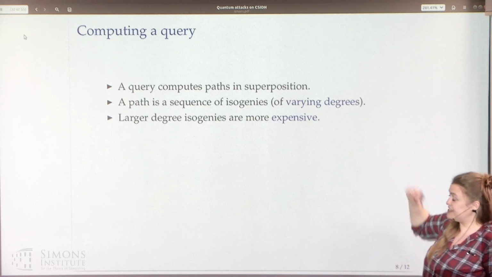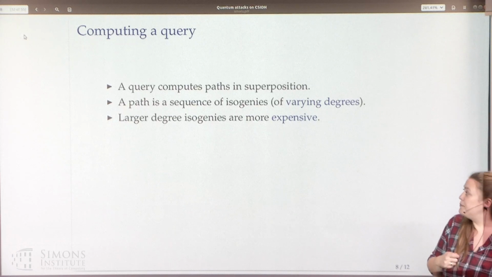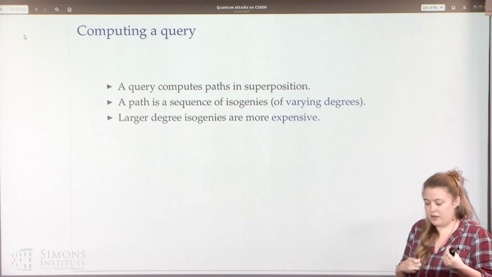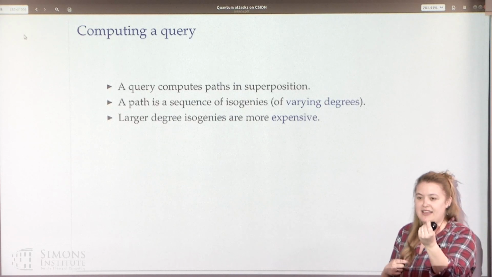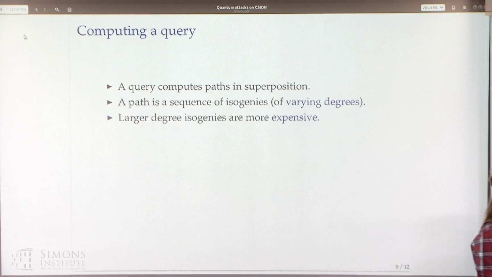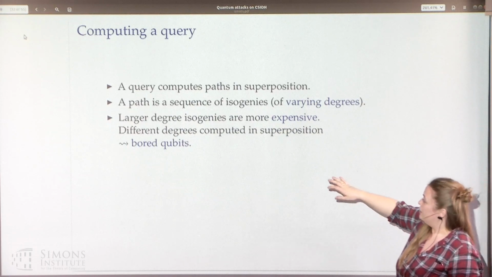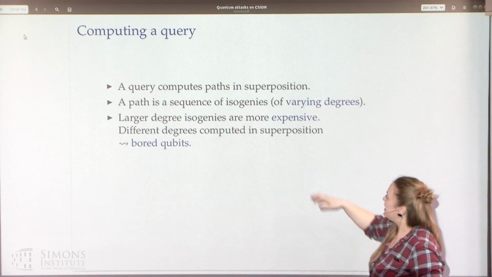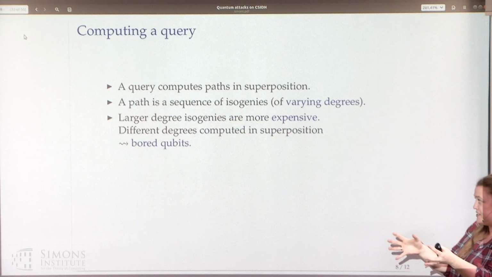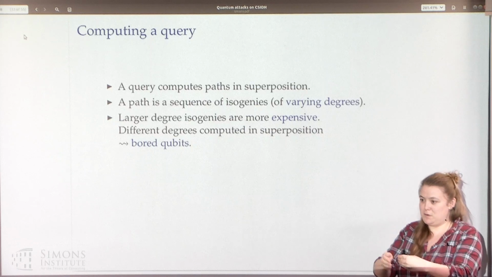And larger degree isogenies are more expensive, as we've seen. Just from the formula, you can see they're more expensive. But at the same time, remember, we've got this step in the algorithm which finds something with probability (L minus 1) over L, as on the previous slide. These are more expensive, and because you're computing many different paths in superposition, you've got isogenies of different degree being computed in superposition.